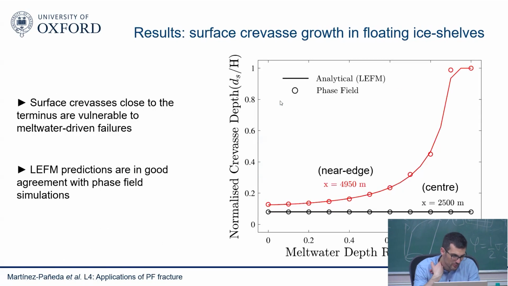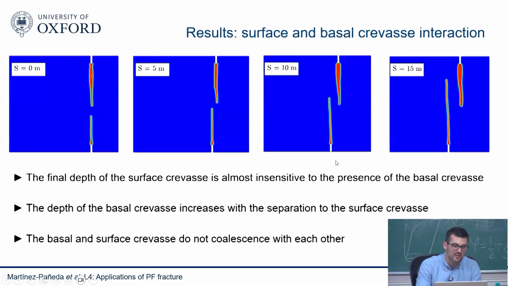You can also capture it with linear elastic fracture mechanics, and again, we get a relatively good agreement in terms of the normalized crevasse depth versus the meltwater ratio at the edge and near the center. So you get different behavior depending on where you are. But what we can do with this is also something that you cannot do with linear elastic fracture mechanics.